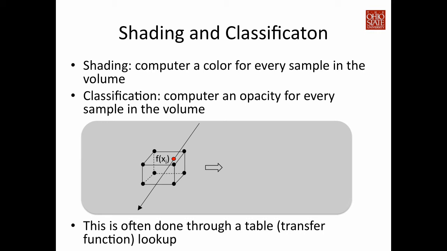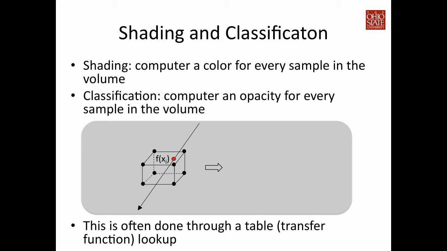So what is shading? If you have taken computer graphics classes before, you know shading is basically to compute color, the illumination for a given point. The shading here is going to be done based on the data value you sample from our volumetric data set.